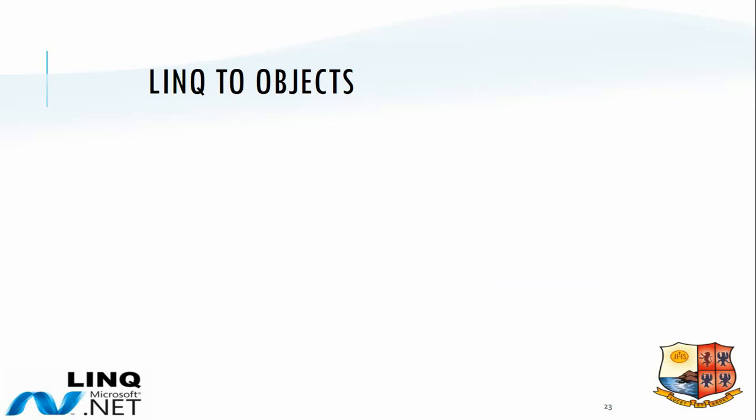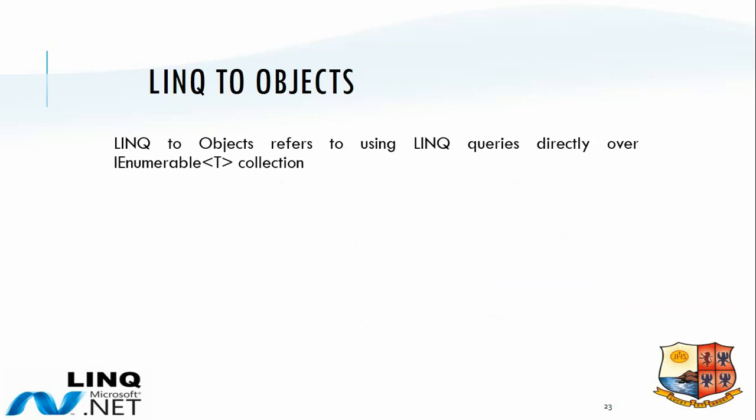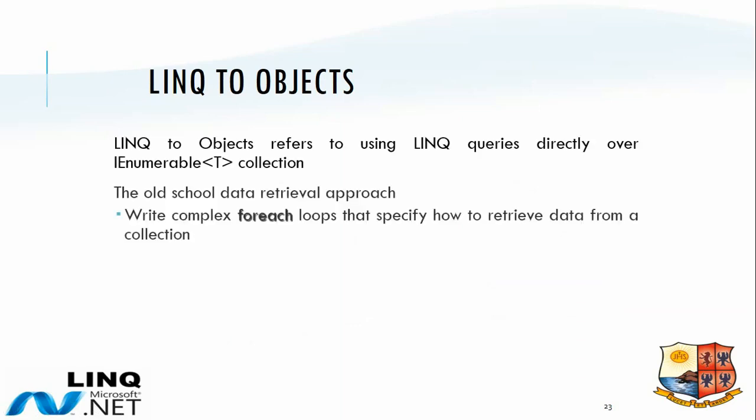LINQ to Objects. LINQ to Objects refers to what you do over that IEnumerable collection. The old school data retrieval would be foreach. We use a foreach loop and then we print it. Even if you want to filter, you use a foreach and then you print it there.